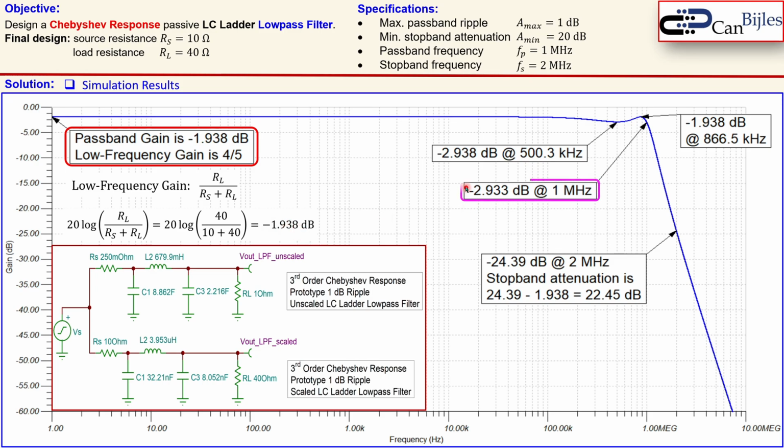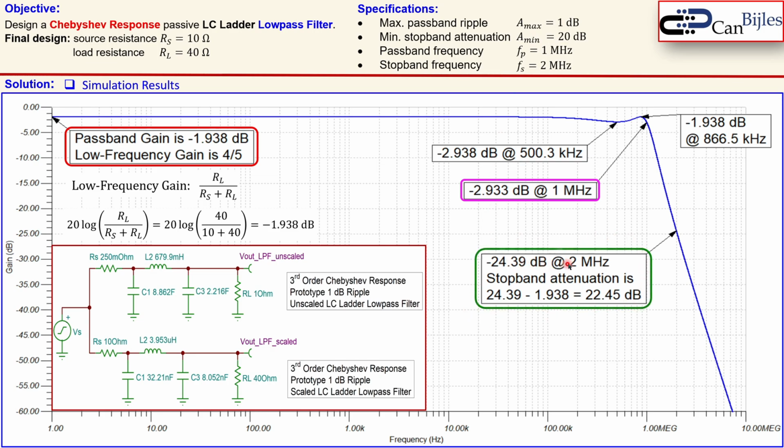So that's correct. Now let's also have the situation at 1 megahertz, because at 1 megahertz we need to have a maximum ripple of 1 dB. That means the following: the baseline was here minus 1.938 dB, and we go down here at 1 megahertz to minus 2.933 dB. This decrease from the baseline to this value at 1 megahertz is less than 1 dB, because that's also called the maximum passband ripple. So this is exactly as we wanted. So it is lower than the maximum ripple allowed.